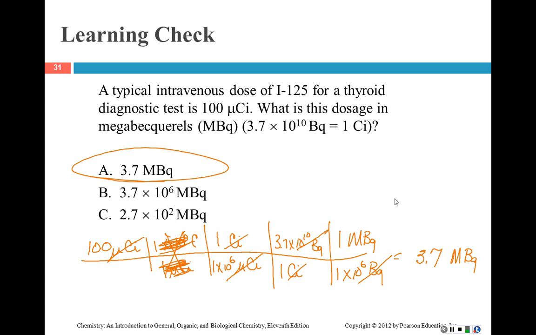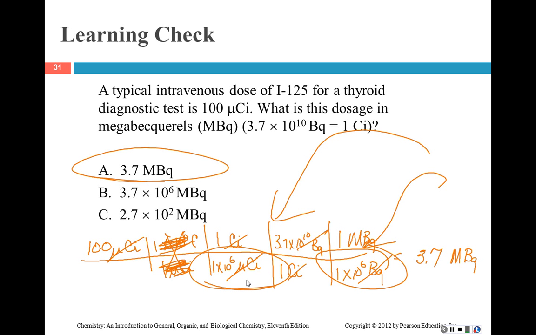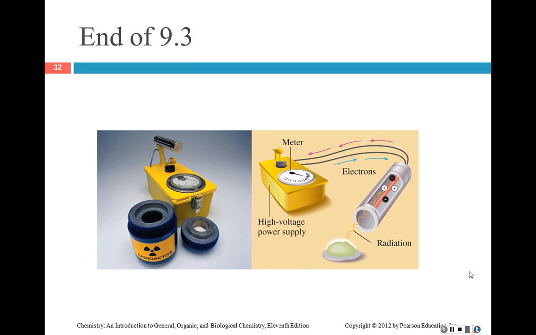You've got to watch that calculator when you're doing these divisions, because you've got to divide by it and then divide by it again, or you've got to multiply them together and write them out. Okay? And that's it for section 9.3 and how we measure and describe absorption and measurement of nuclear radiation.